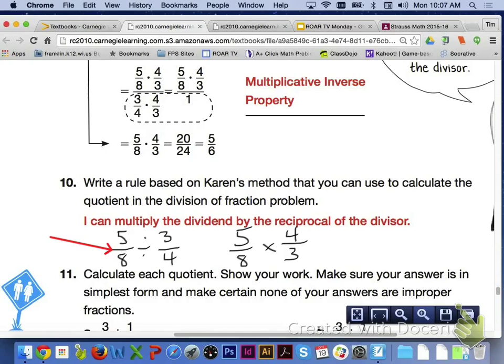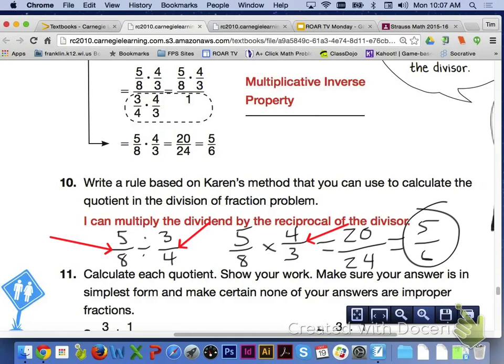Remember, the divisor is what you are dividing by. So 5/8 divided by 3/4, we are taking the reciprocal of 3/4, which is 4/3, and now all we have to do is multiply the two fractions together. I get 20 over 24, which when I simplify is going to be equal to 5/6. So again, dividing is the same as multiplying by the reciprocal of the divisor.